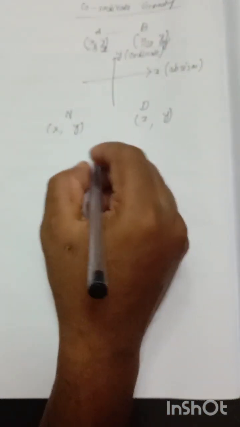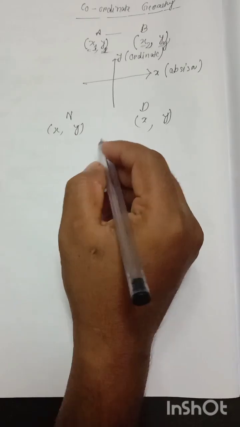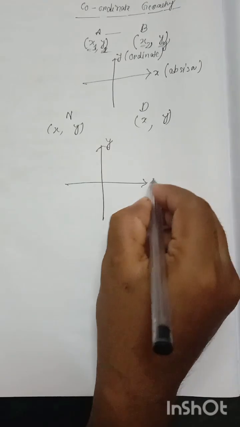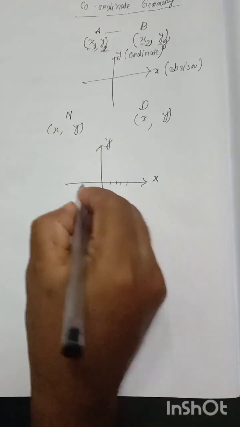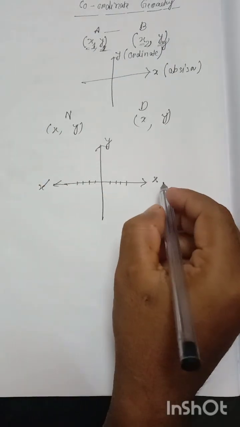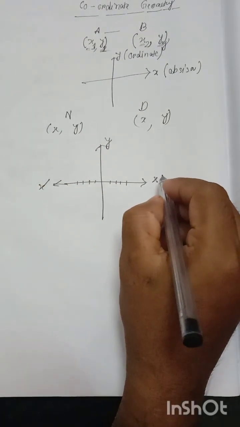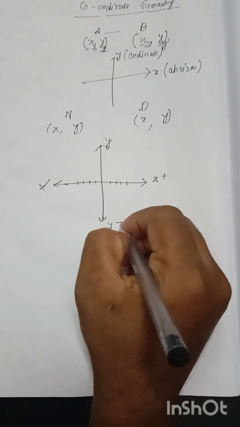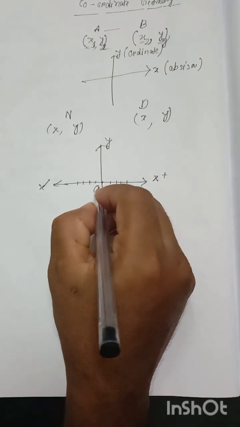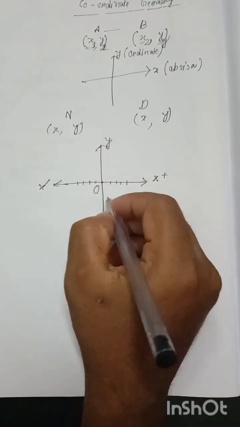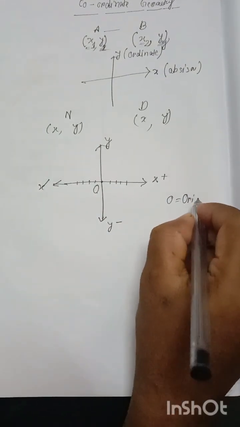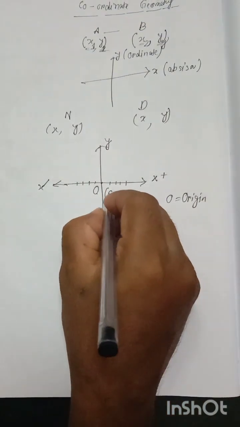we generally take in graphs, this is y and this is x. So this is plus x and this is minus x. This direction is the minus direction, it is x minus, and this direction is the x plus direction. Similarly, this one is the y minus direction, and the middle point is called the origin. This is designated as O. So O represents the origin, and the coordinates of the origin are always 0 and 0.